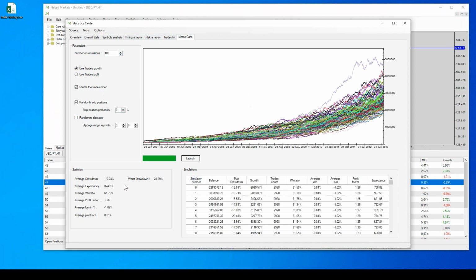The Statistics pane provides the average expected drawdowns with the worst one encountered during all the simulations. You can click on every simulation to highlight the corresponding chart. This concludes the overview of this crucial tool, the Statistics Center.